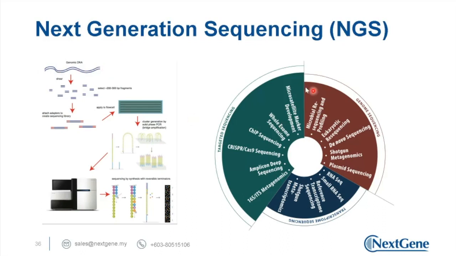So these are the applications of NGS. Compared to Sanger sequencing, it can be used in more different fields, for example full genome sequencing, RNA sequencing, metagenomic sequencing, and so on and so forth.